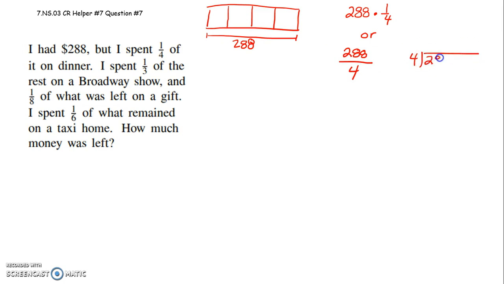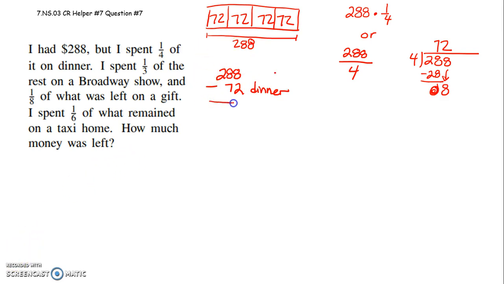4 goes into 28 7 times. 7 times 4 is 28. 0 remainder, bring down the 8. 4 goes into 8 twice. So it looks like $72. Okay, so you spent 1/4 on dinner. You started with 288 and you spent $72 on dinner.